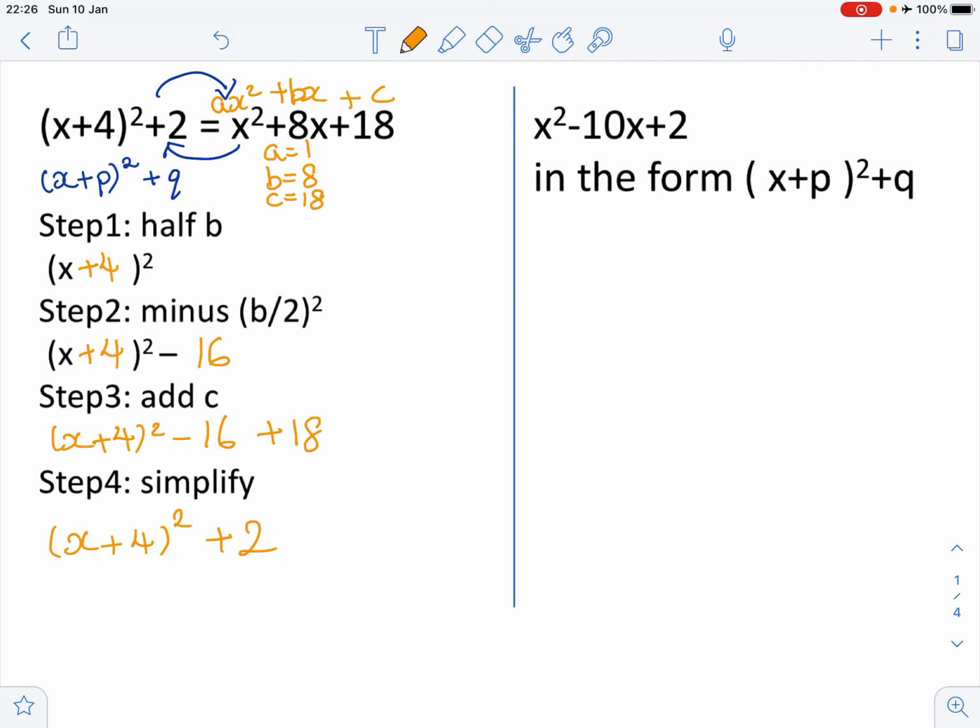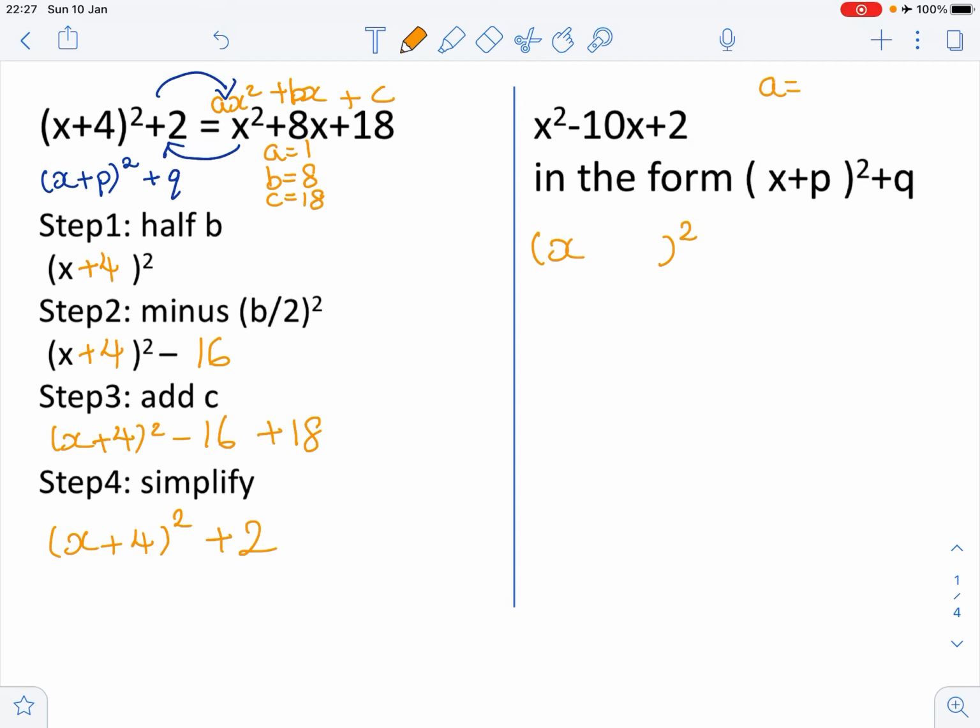Please pause here and have a go at the next one yourself. So now let's look at the next question. We have x squared minus 10x plus 2, and we're going to put it in the form (x plus p) squared plus q. So again, this is completing the square. We always start by writing our x in a bracket, squared.